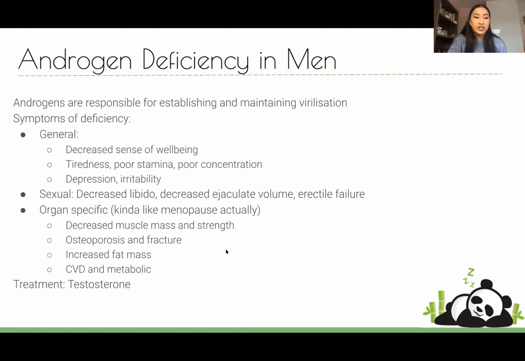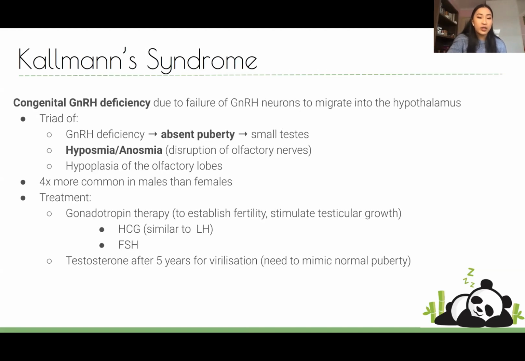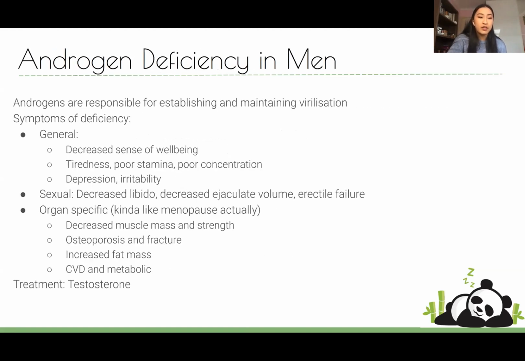Androgen deficiency. So this is the broad category where Kallmann syndrome is a specific variant. Androgens are responsible for establishing and maintaining virilization. People who have deficiencies will have general symptoms, sexual symptoms, and organ-specific symptoms. The general stuff is tiredness, fatigue, poor concentration. It's very vague, non-specific. Sexual is decreased libido, decreased ejaculation, and erectile failure.